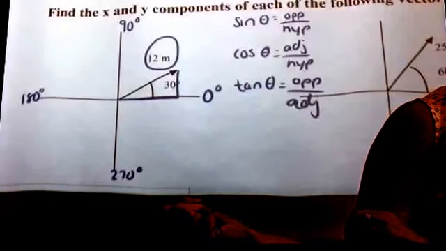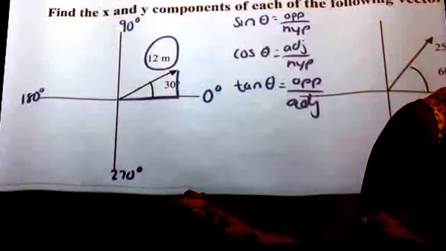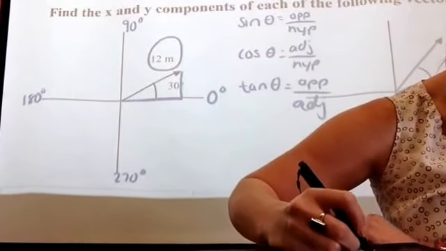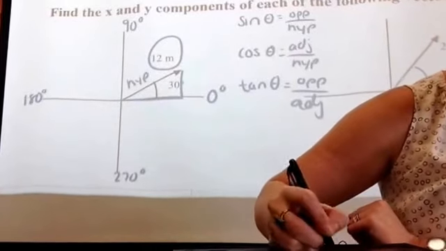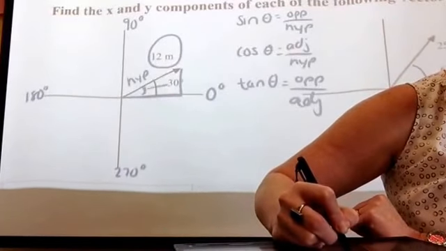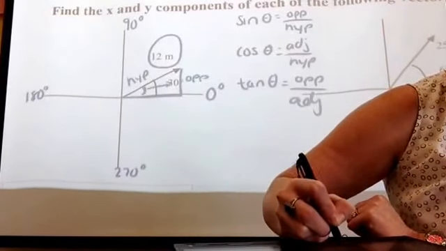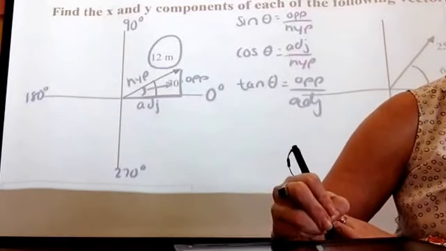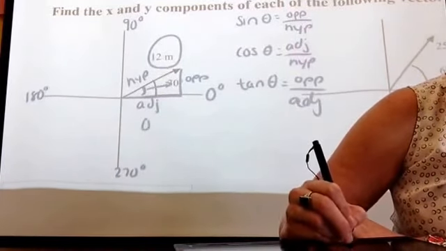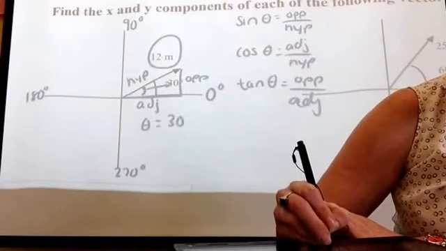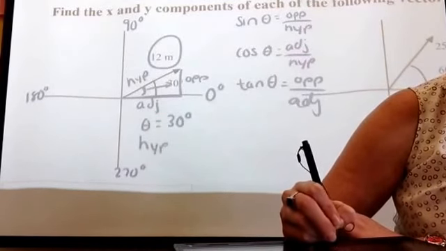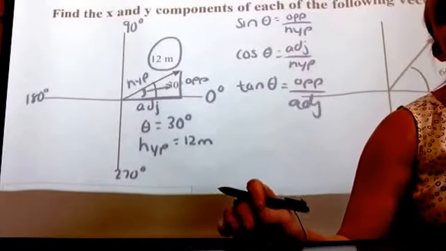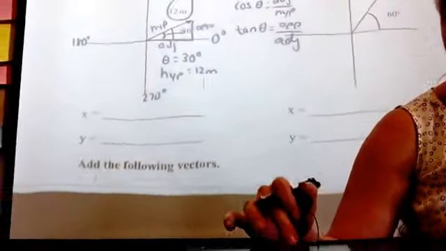Now, look at your triangle in terms of sides and identifying the sides. This is the hypotenuse. From this angle, this side is the opposite side, and this side is the adjacent side. My theta is 30 degrees. My hypotenuse is 12 meters. The units don't matter. What matters is the number associated.